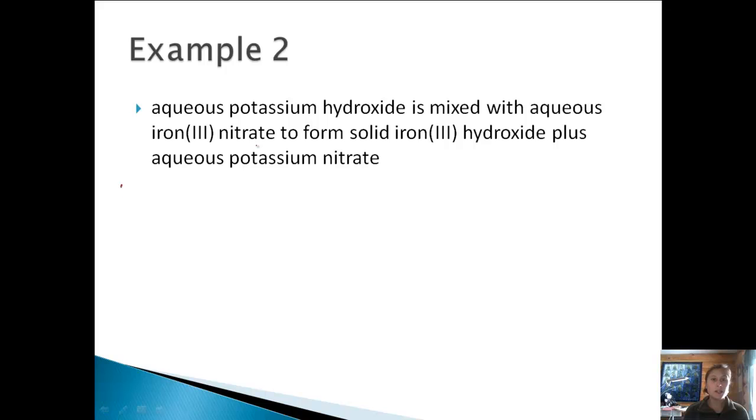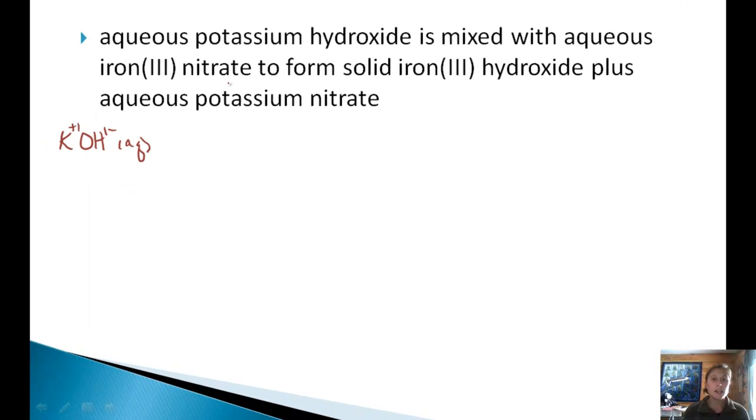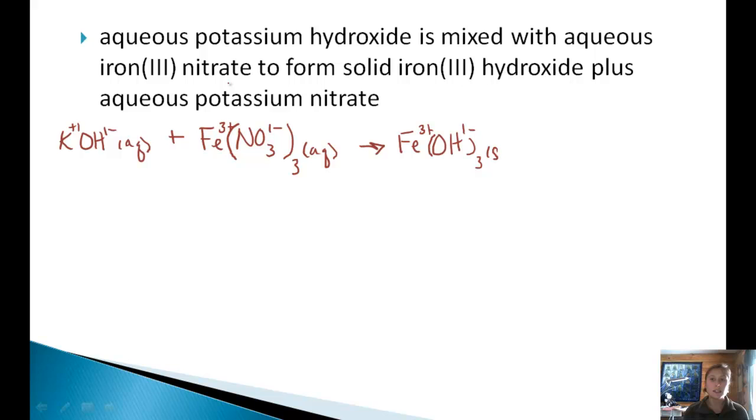Okay, so we have aqueous potassium hydroxide. I know potassium is a 1+, hydroxide is a 1-, and it's aqueous. And it's mixed with aqueous iron 3 nitrate. Now that means iron is a 3+. Nitrate is a 1-, even though the 3 is here, this is an entire polyatomic. So parentheses and a 3, and it's aqueous. And that forms solid iron hydroxide. Well, hydroxide is a 1-, so I know I need 3 of those, and it says it's a solid. And then we can also have aqueous potassium nitrate. Potassium is a 1+, nitrate's a 1-. So that's all set, it's written correctly, and it's aqueous.